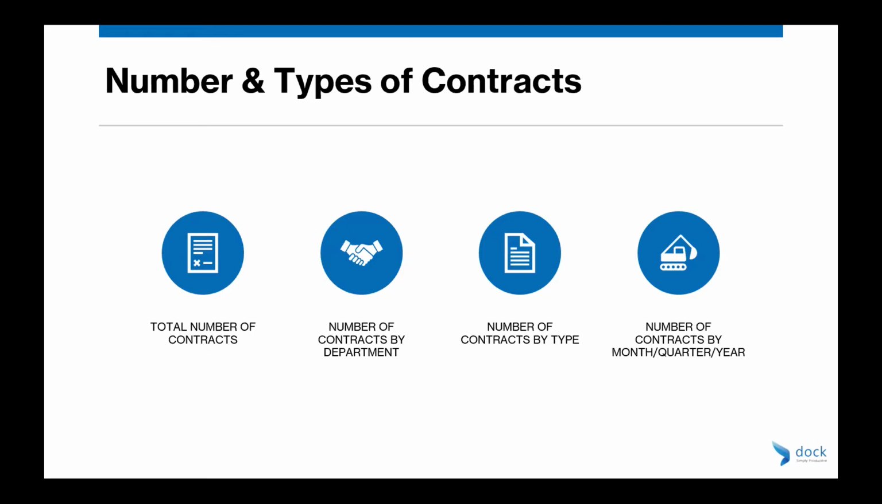This includes the total number of contracts that you're working on, the total number of contracts by department, number of contracts by type. So are you entering into non-disclosure agreements? What are your statements of work? Are they vendor contracts? Are they customer contracts? Are they coming in on your paper, or are they being sent to you on third-party paper? How many contracts are you entering by month, by quarter, by year? All of these are important questions that you need to be able to answer.